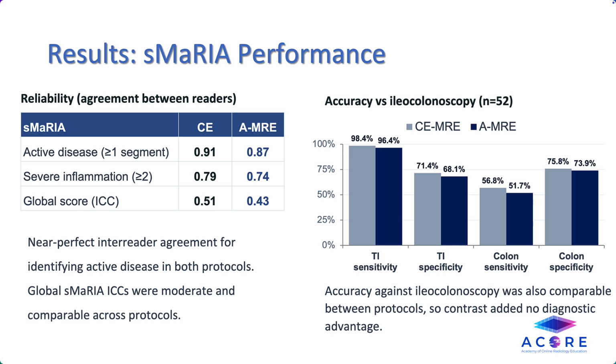On the other hand, accuracy against endoscopy answers a different question. It answers whether the reading was actually right. In the terminal ileum, SMARIA reached around 97% sensitivity with moderate specificity. In the colon, sensitivity dropped off while specificity held. That sensitivity-specificity shape is characteristic of SMARIA itself, and it was the same with or without contrast. Accuracy, like agreement, did not depend on the protocol.